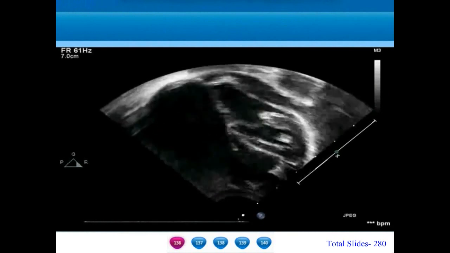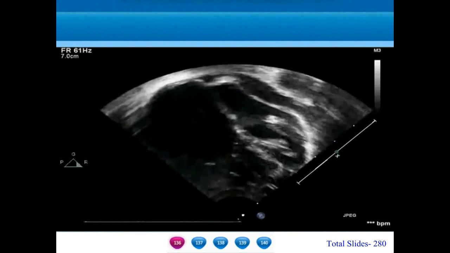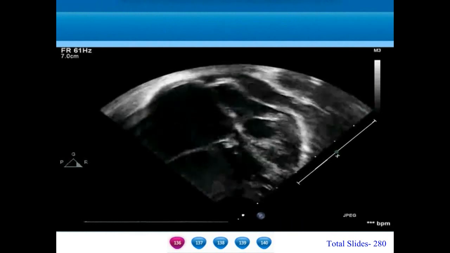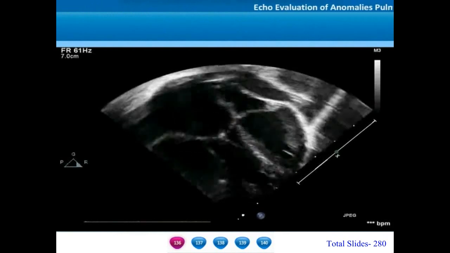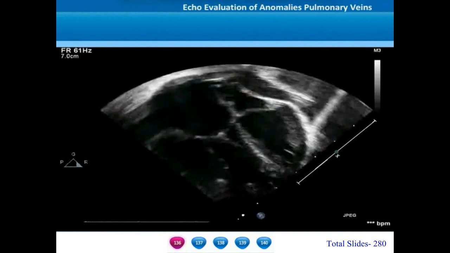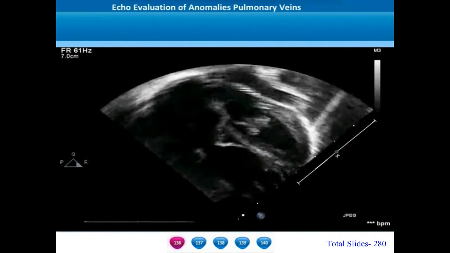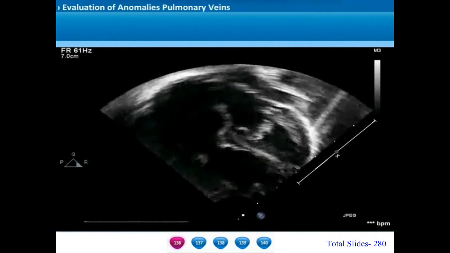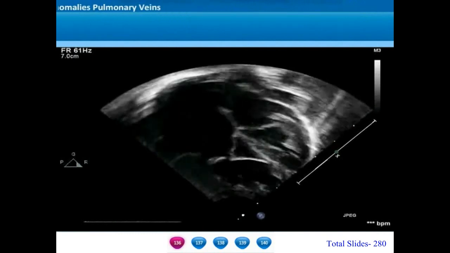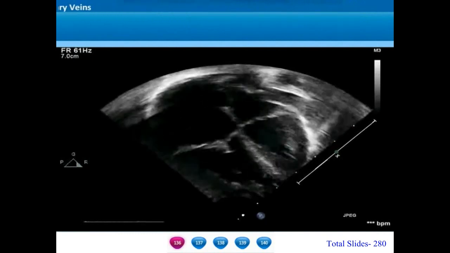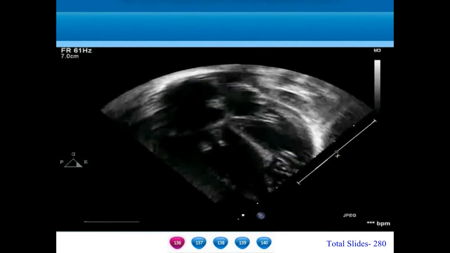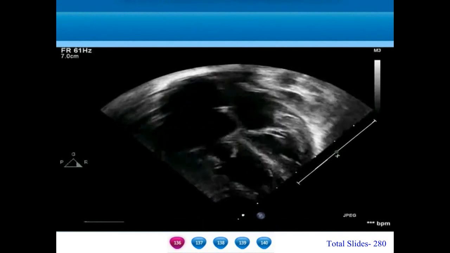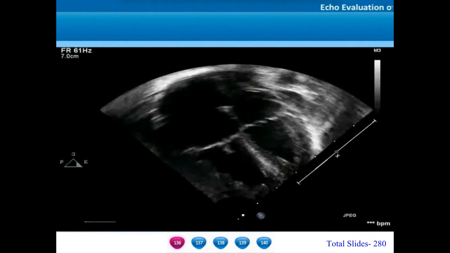From the apical four-chamber view, the coronary sinus is a very posterior structure and so will be visualized only when we make a posterior sweep. In the normal four-chamber view, the mitral and the tricuspid valves are visualized, and here we will be able to appreciate only the right atrial and right ventricular dilatation. The coronary sinus will appear only when we go posterior to the mitral annular plane.